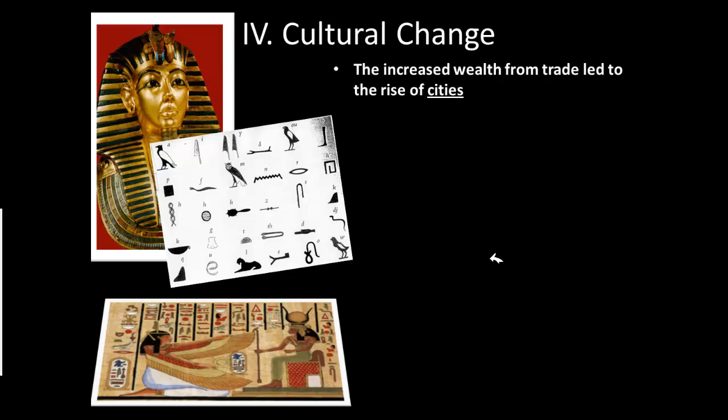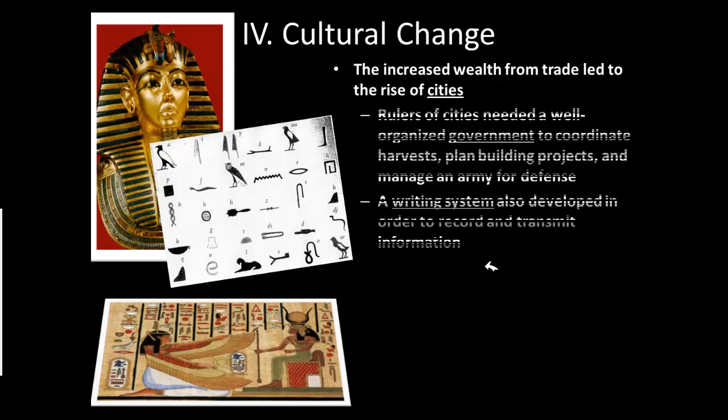So the increased wealth that came from farming, trading, and creating new inventions led the villages to grow from small villages to major cities. And as a result of explosive growth in population and power, the rulers of these cities needed to develop a more sophisticated and organized government to do things like provide for the people's needs.